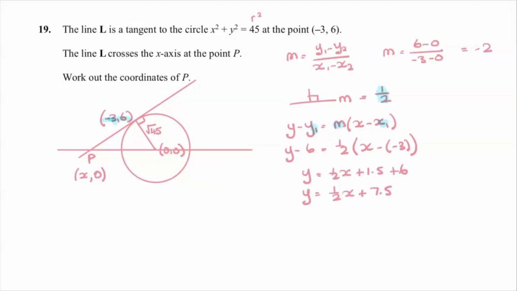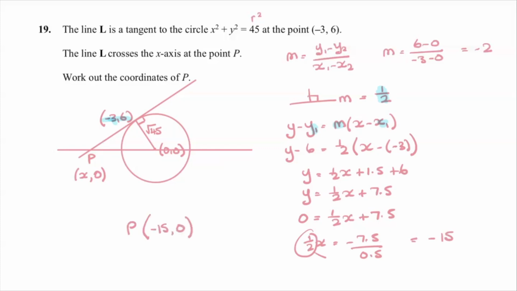So that's our equation. Now, I know point P crosses the x-axis when y is 0. So I can substitute the 0 for my y. And then I can just rearrange to get x on its own. That gives me -15. So our point P is -15, 0.